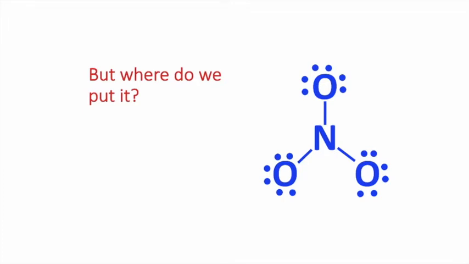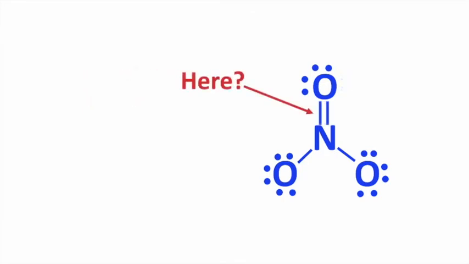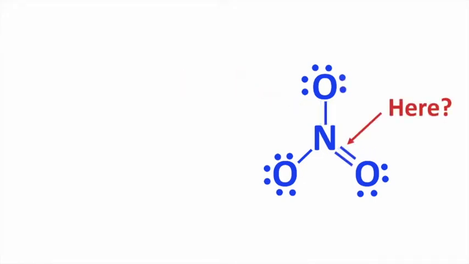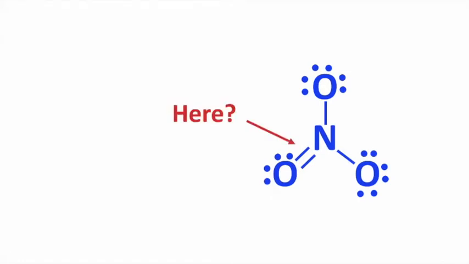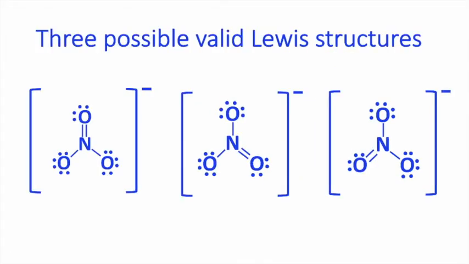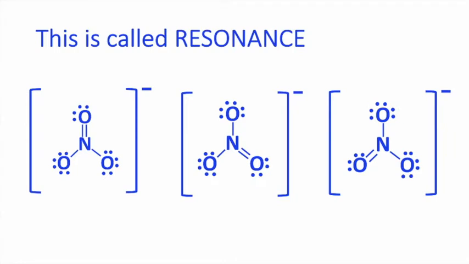Where do we put this? We could put our double bond here, or we could put it over here, or we could put it over here. And all of these would be acceptable. So we have 3 possible valid Lewis structures. We call this resonance when you have more than one possible Lewis structure for your molecule or your ion.